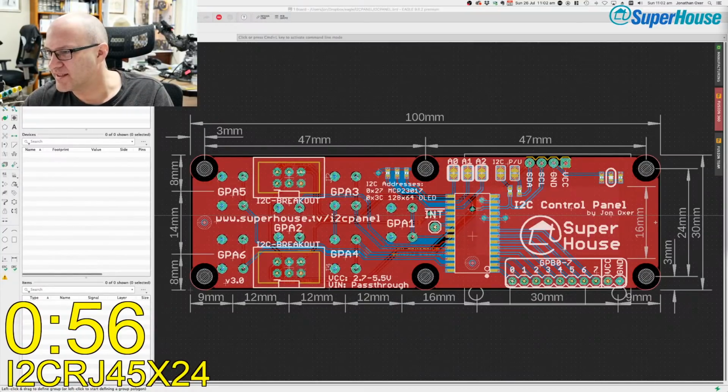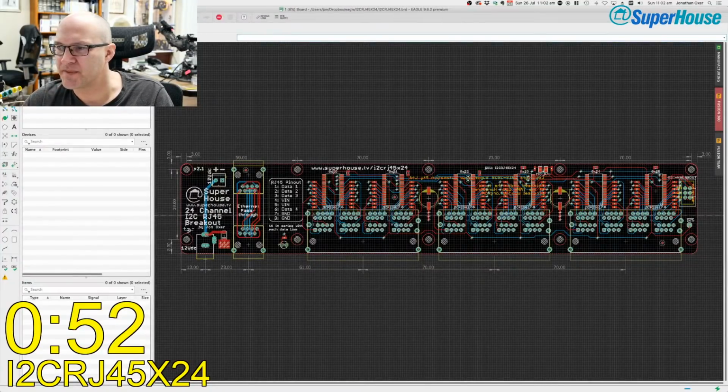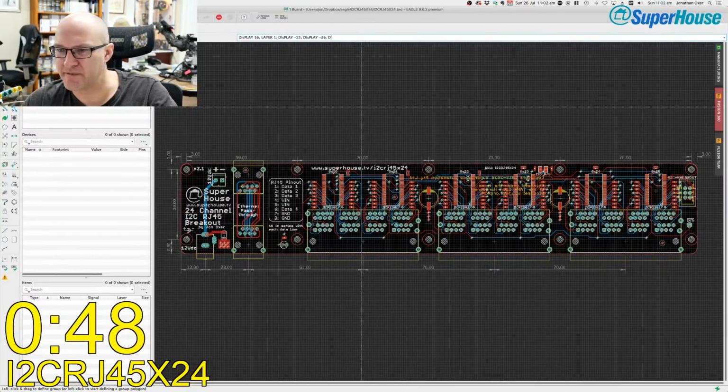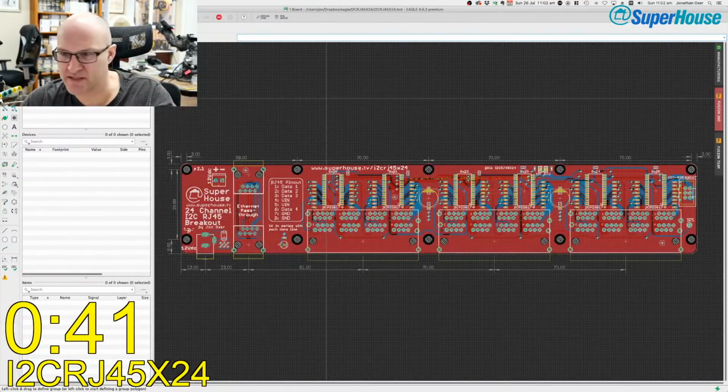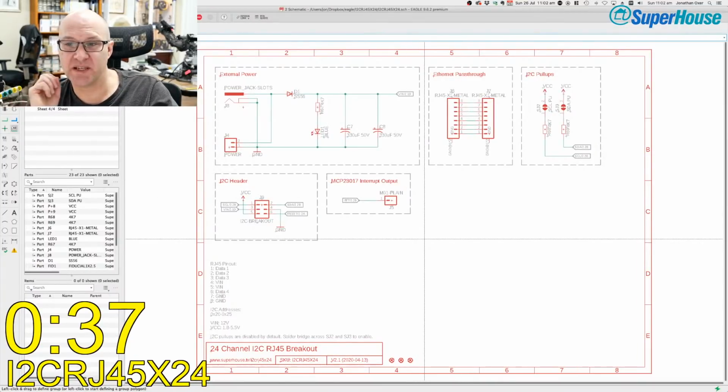I2C RJ45X24. And the other thing that it plugs into, so this can go into the same enclosure. This is a series of 24 RJ45 ports that provide inputs from light switches that can be around the house. There's going to be a lot more coverage of this because I'm going to do a whole mini-series about light switches and light switch controllers, which is going to include this.